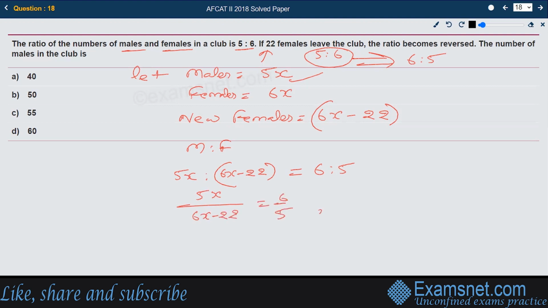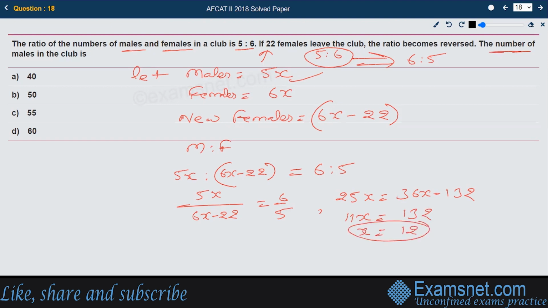And if we cross multiply, what do we get? 25x is equal to 36x minus 132. If we further solve this, we get 36 minus 25 is 11x is equal to 132, and the value of x comes out to be 12 after dividing.